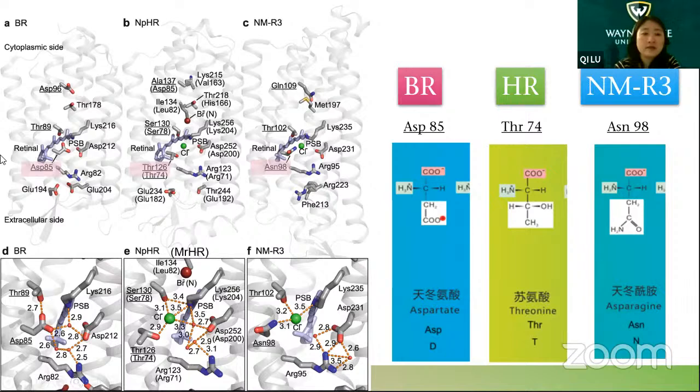And for this residue, we can find similar positions in halorhodopsin and MR3 rhodopsin, which are chloride pumps. That's serine 126, or serine 74 in MPHR, or asparagine 98 in MR3. So these are all correlated to each other.